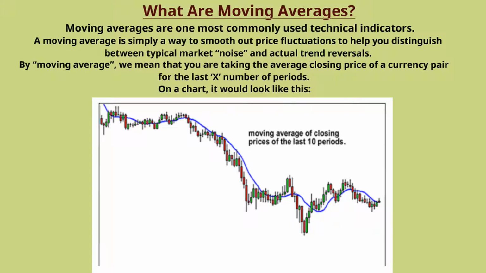So let's begin the class with the first topic. What are moving averages? Moving averages are one of the most commonly used technical indicators. A moving average is simply a way to smooth out price fluctuations to help you distinguish between typical market noise and actual trend reversals. By moving average, we mean that you are taking the average closing price of a currency pair for the last X number of periods. On a chart, it would look like this.